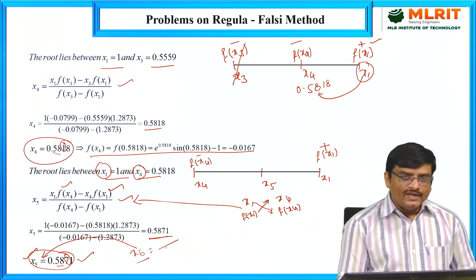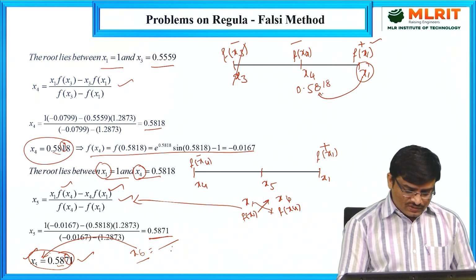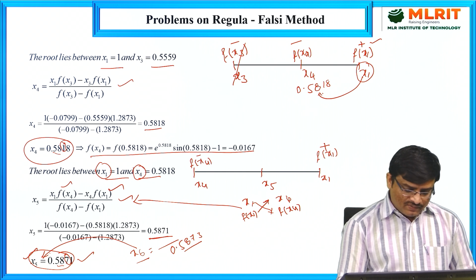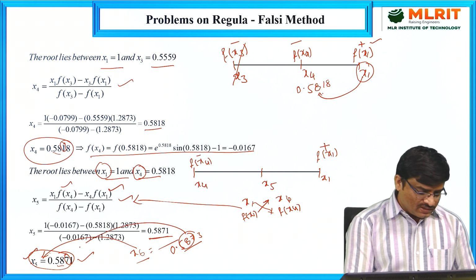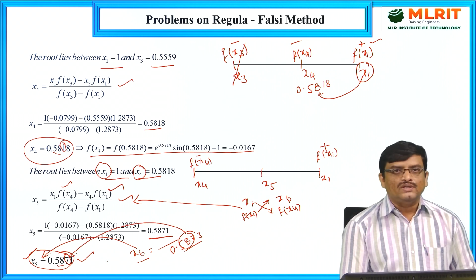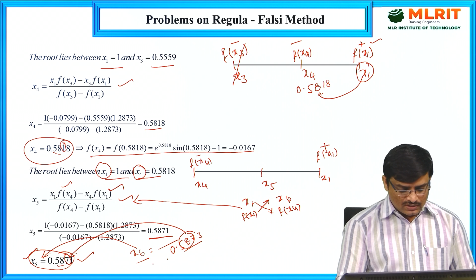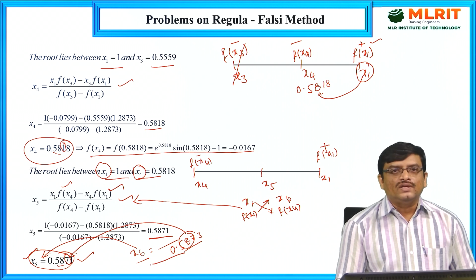So suppose if you get 0.587 something, then after the decimal point the 3 digits 587, if these 3 digits coincide with the previous approximation, then we can stop our problem and we can conclude this is our required root for the given equation.